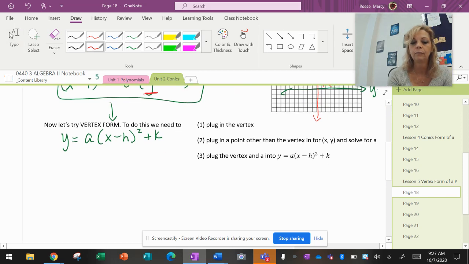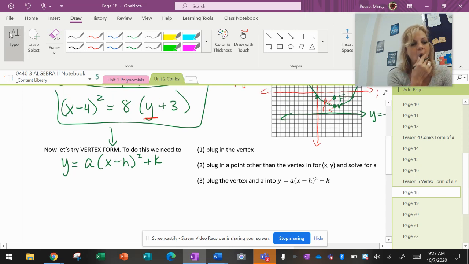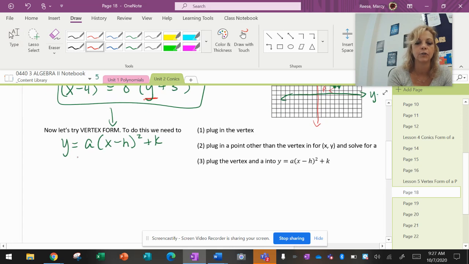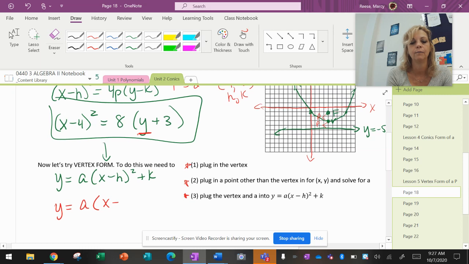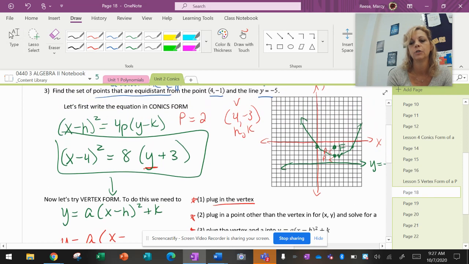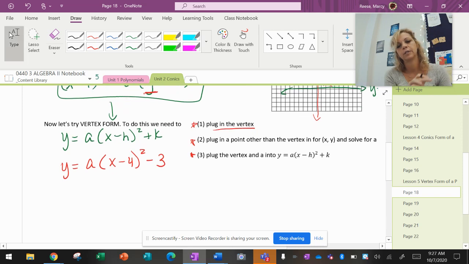Actually, I don't have to do the conversion. Let me do it this way for you, and then I'll do another one later on. So we're going to plug in the vertex. I know the vertex, and I'm going to follow these steps. Forget the isolate the y. Let me go back. You're going to plug in what you know of that equation, right? So you're going to plug in the vertex first. So I know the vertex is 4, negative 3. Okay, so that's my first piece, right?